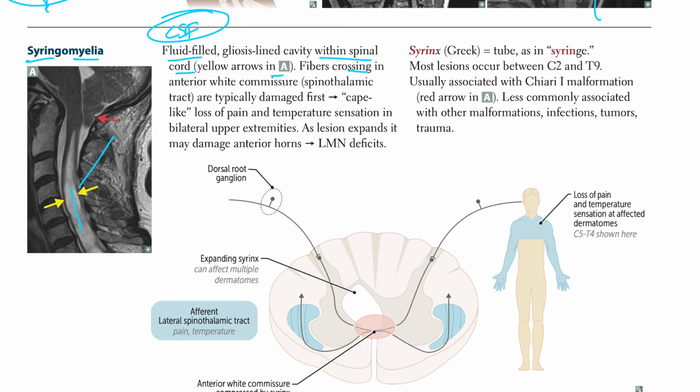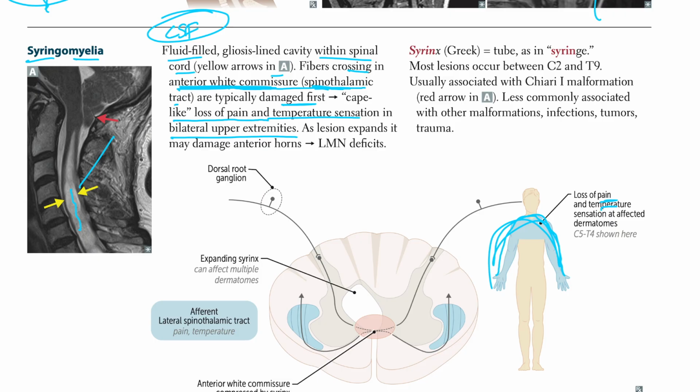Fibers crossing in the anterior white commissure, which is the spinothalamic tract, are typically damaged first, which leads to cape-like loss of pain and temperature sensations in the bilateral upper extremities. Looking at the picture of this, here what we have is a cape-like loss of pain and temperature. Why? Because we are messing up the anterior white commissure. What goes through that is the spinothalamic tract.